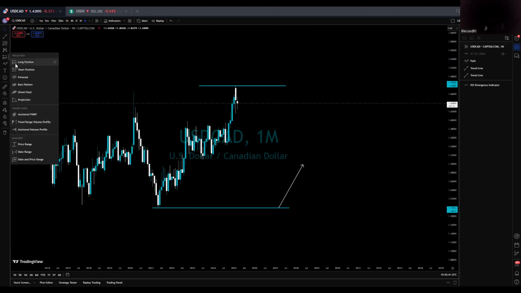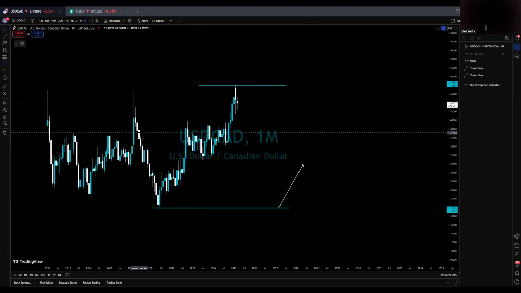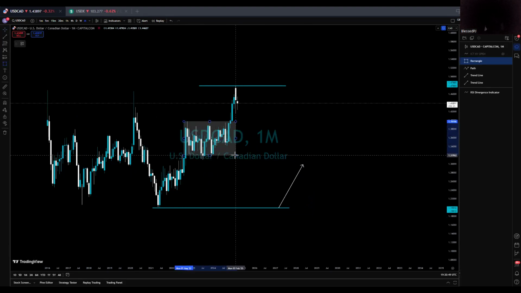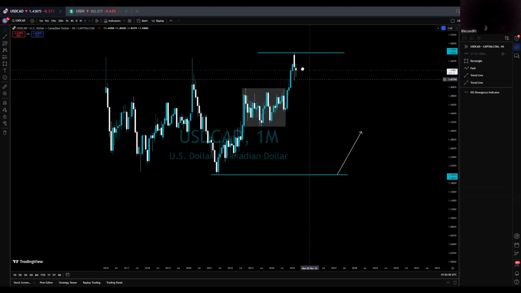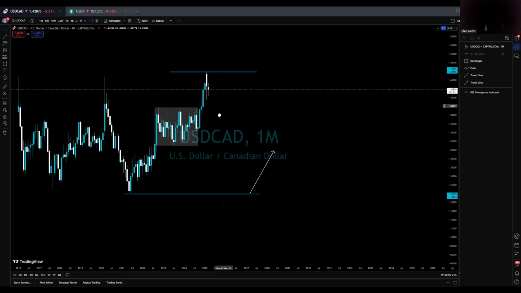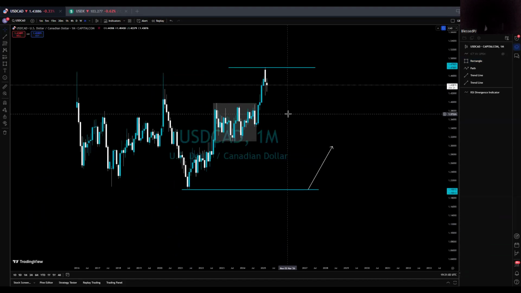Can you see? You can clearly see there's a range, right? Now we talked about ranging markets, trending markets. This zone here is fairly a range. And what has the market done? The market has done a breakout of that range, right? I call this a range here. Can you see it very well now? So the market has broken out of it.